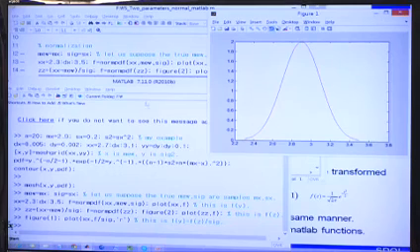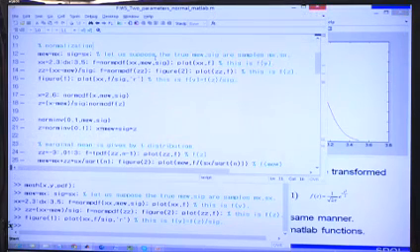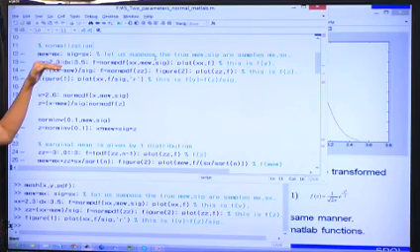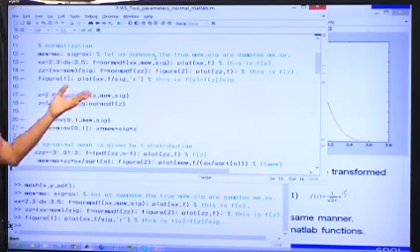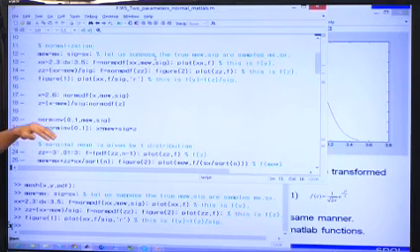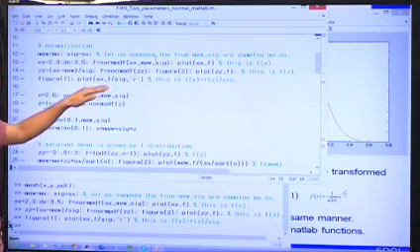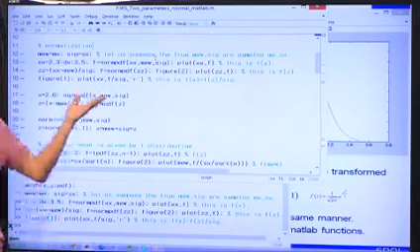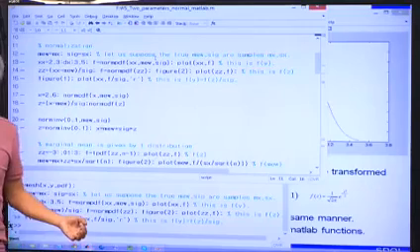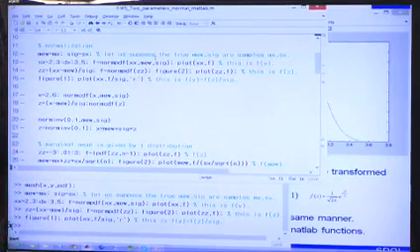So we can make the original PDF in this way, but at the same time, we can also make the same figure by using the standard PDF, dividing it by sigma, and putting it on the original variable, the same thing. So that's about the normalization process.